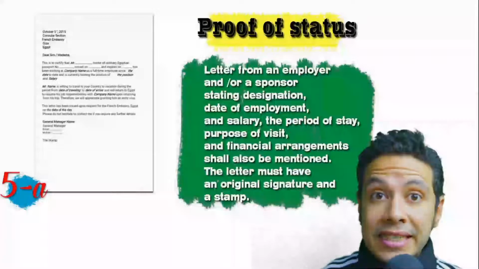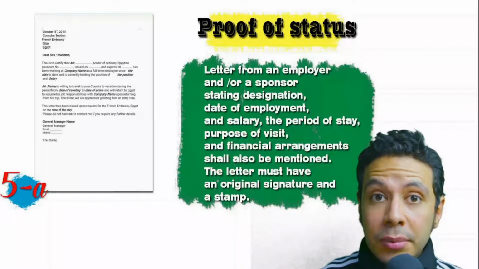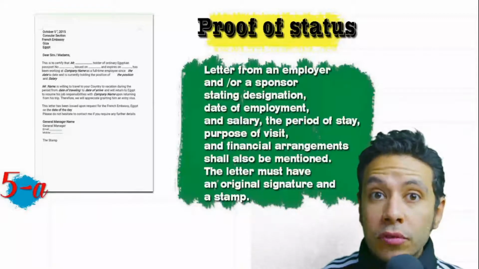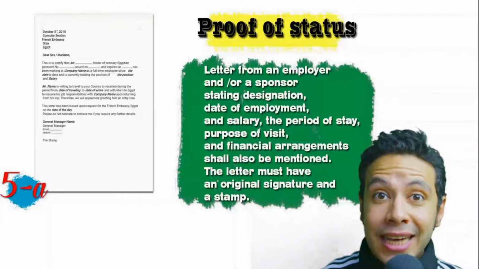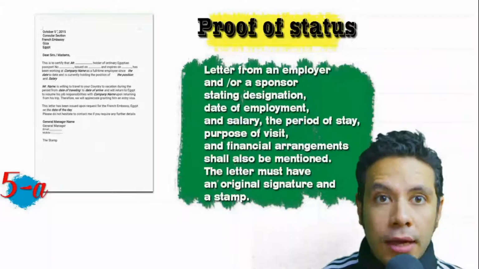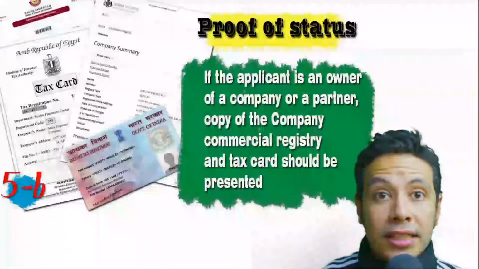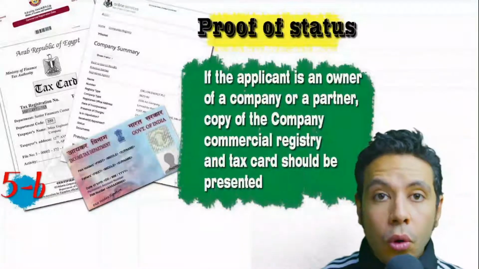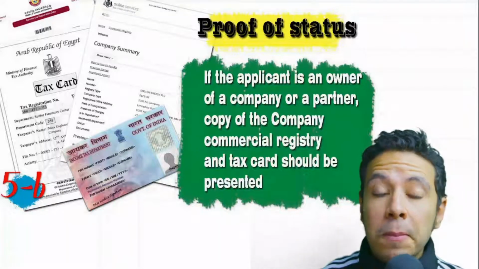In most of the visa application processes you will be required to provide a proof of status. For example, if you are an employee, you will have to provide a letter from your employer or from your HR department mentioning your name, your work detail, and your salary. And both address and contact numbers should be mentioned also in that letter. And all letters must have an original signature and a stamp. But in case you are the owner of the company or you run your own business, then your commercial registry and your tax card must be presented.